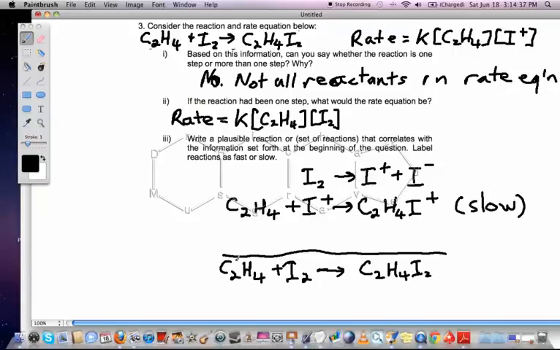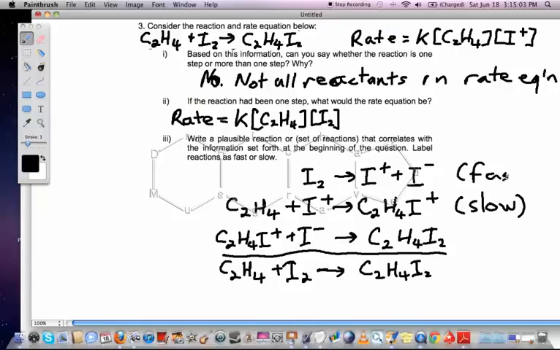Now since I don't see any C2H4I+ anywhere in my final reaction, I'm going to have to react that down here as a reactant in the last step. We'll do that. There's also one other thing I haven't explained, and that's the I minus, and that's going to have to go as well. So that will get cancelled too. And not coincidentally again, that's going to add up to give C2H4I2. So that will be a valid reaction set as well, so that'll be fast, and that'll be fast.